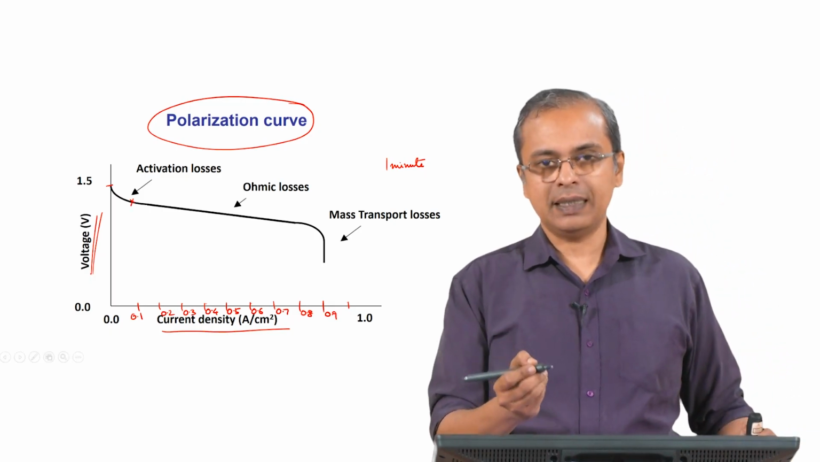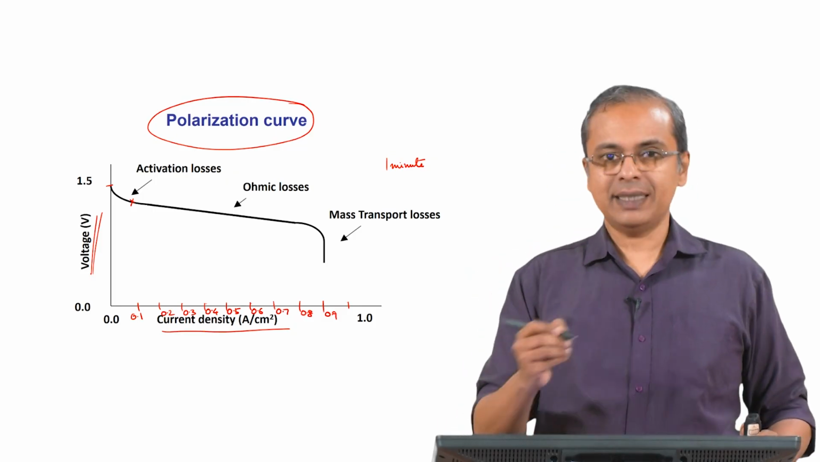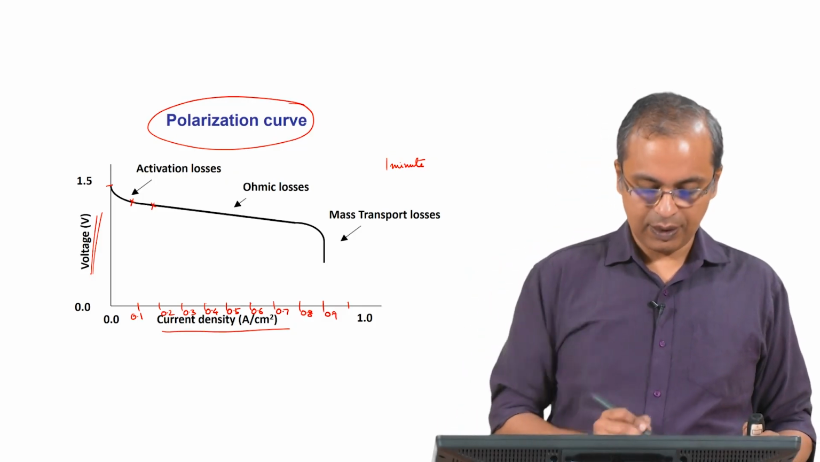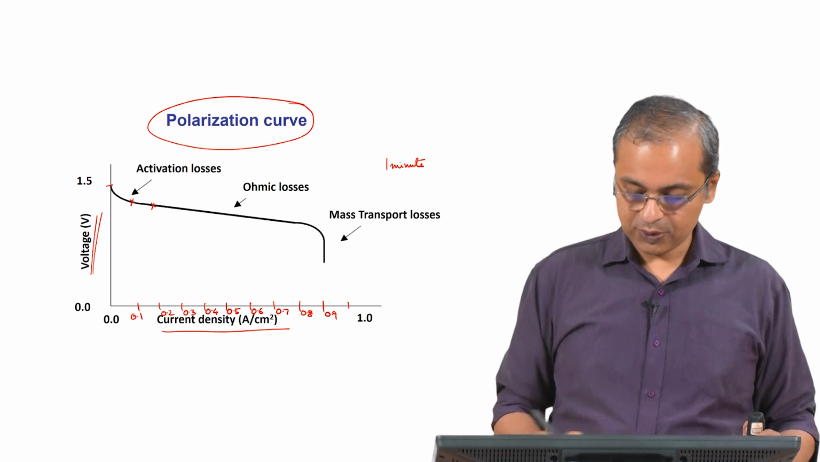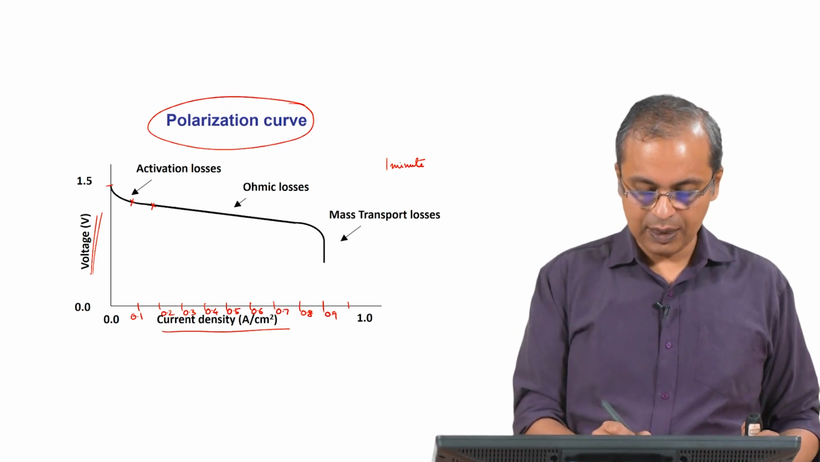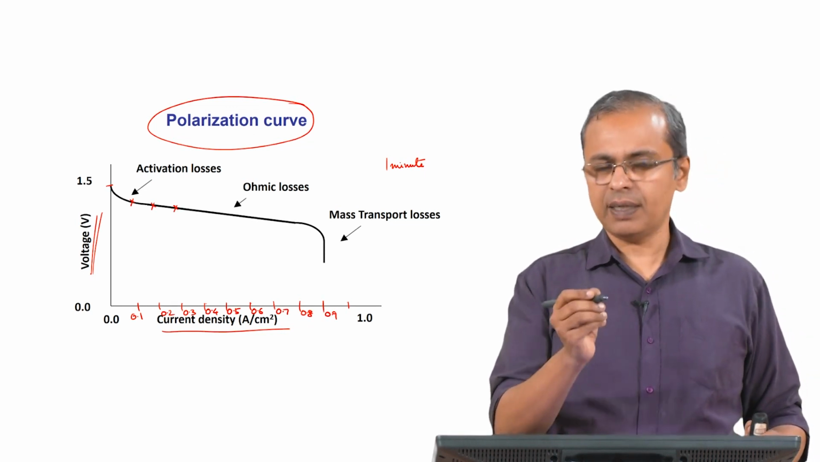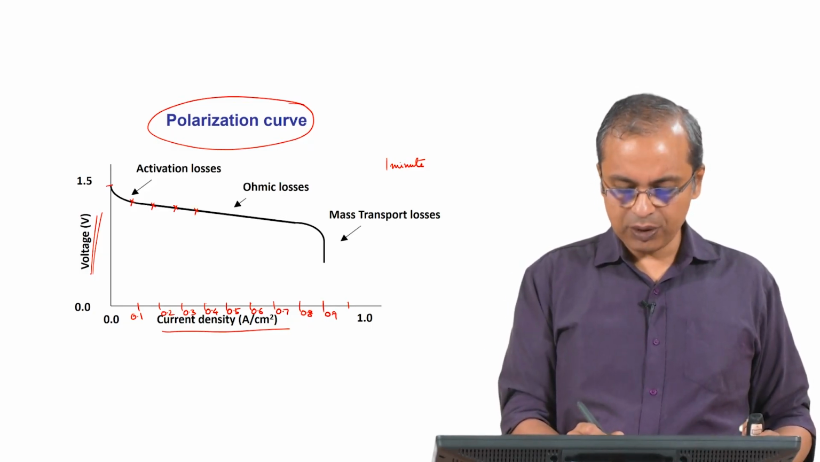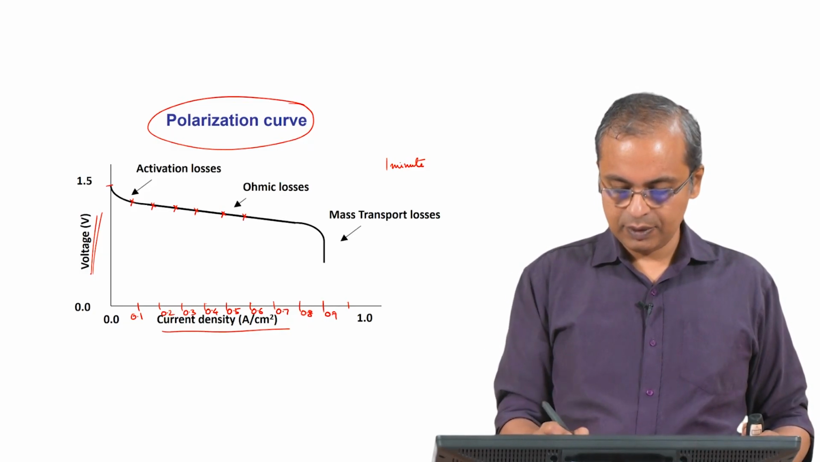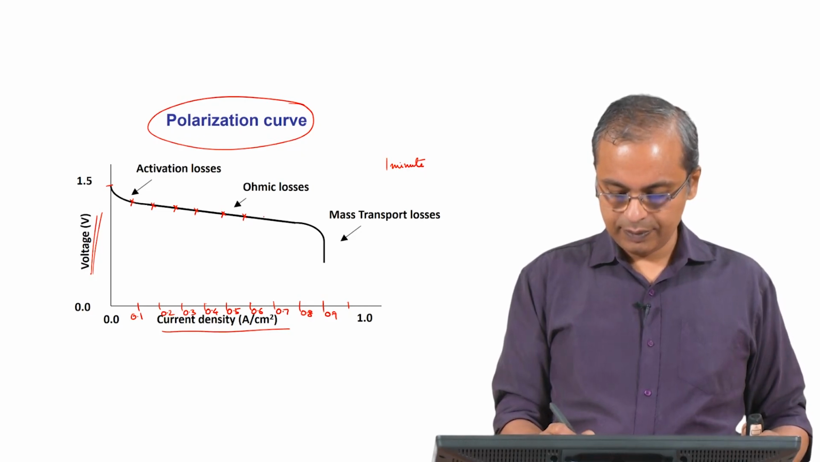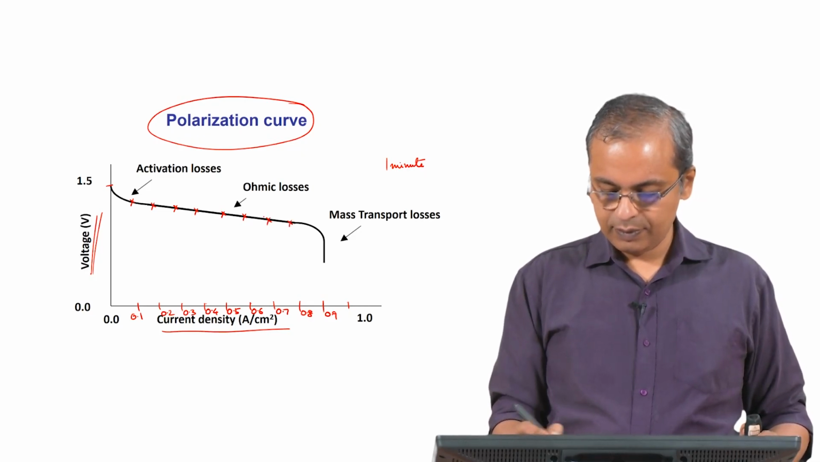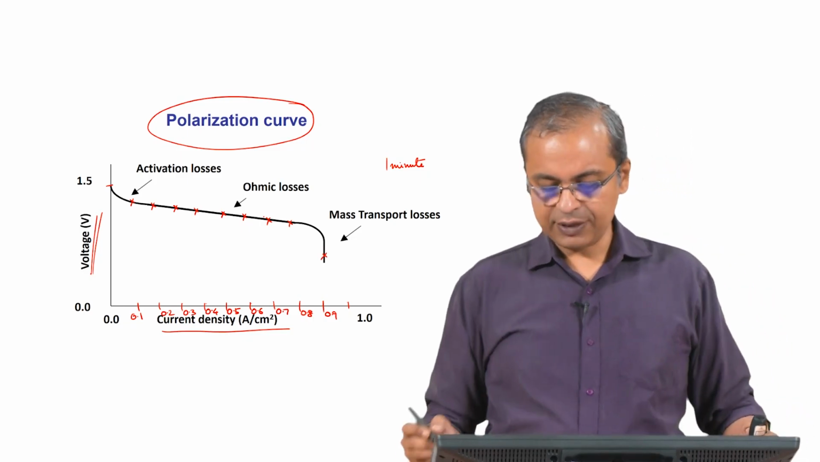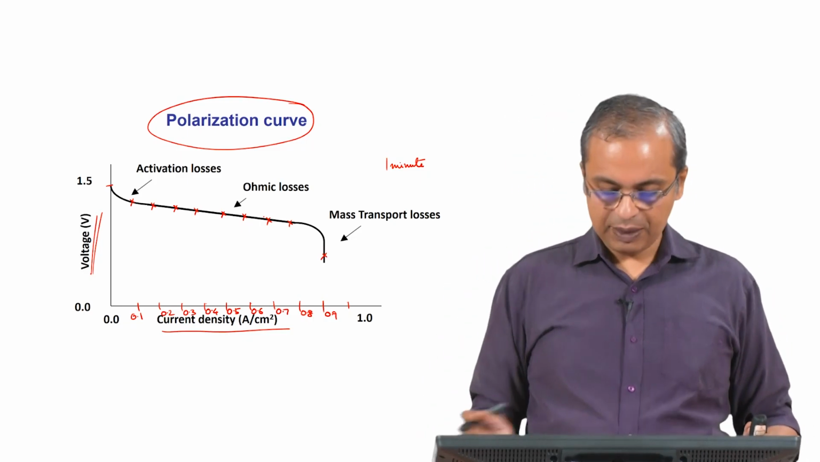and this will take just about 10 seconds to do. Then you immediately change the current to 0.2 amps per square centimeter, measure the voltage, and like that you continue. You set the current, measure the voltage and do this only for about 10 seconds, then you get all these points.